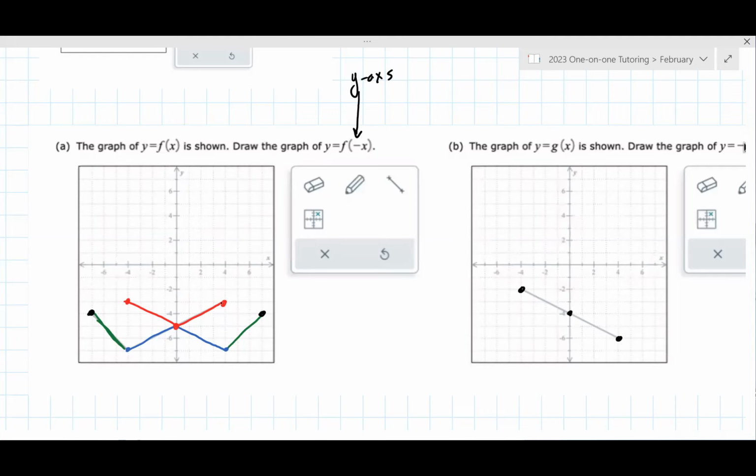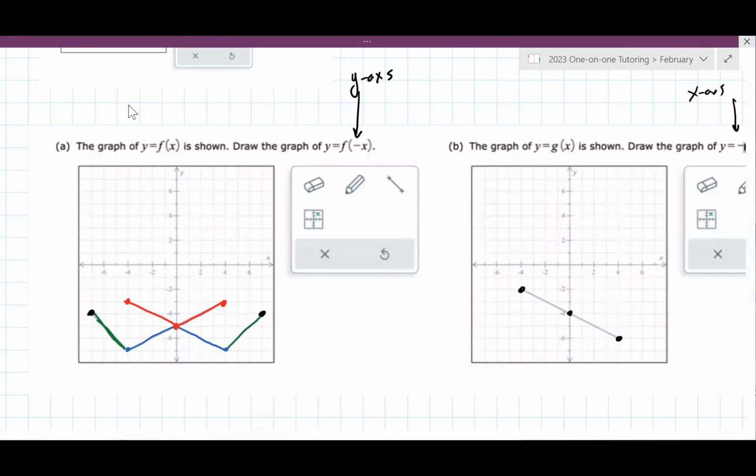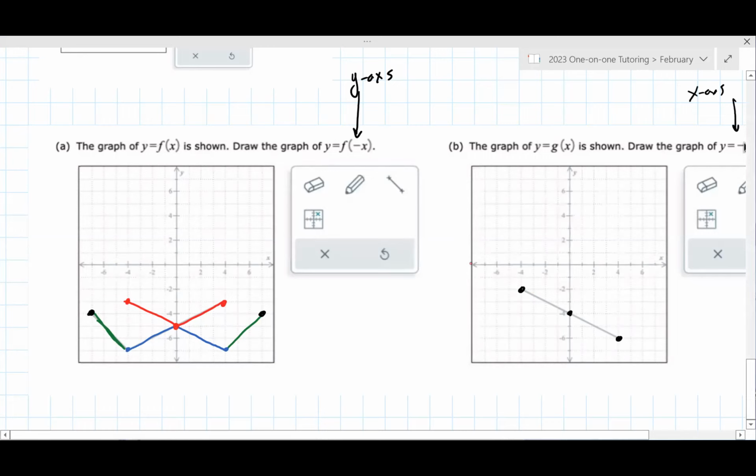Okay. So on the one on the right here, this negative on the outside means the x-axis. So these 3 points that I've labeled here, we're going to flip them over the x-axis. So this one goes here, this one goes here, and then the last one goes there, and then you just connect them. Okay, got it.